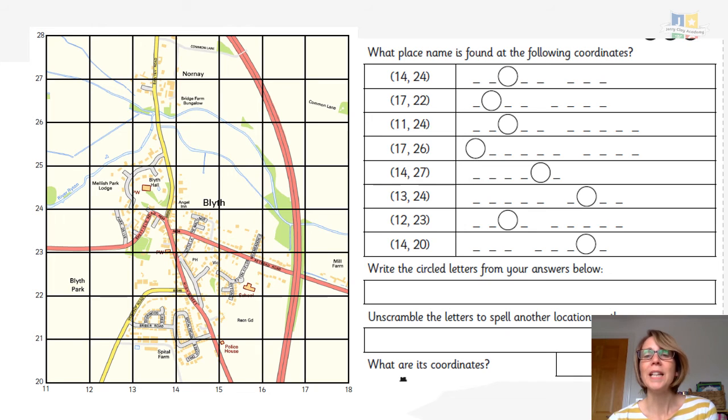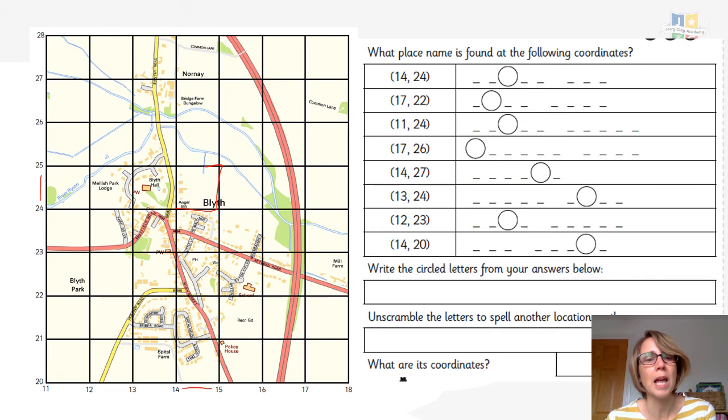Brilliant! So we need to write the place name that is found at the following coordinates, and the first one that we're given is 14, 24. So if I look along to the number 14 at the bottom, square number 14, which is here, and then along the northings there, square number 24, and find the square in the middle in here, which is 1424.